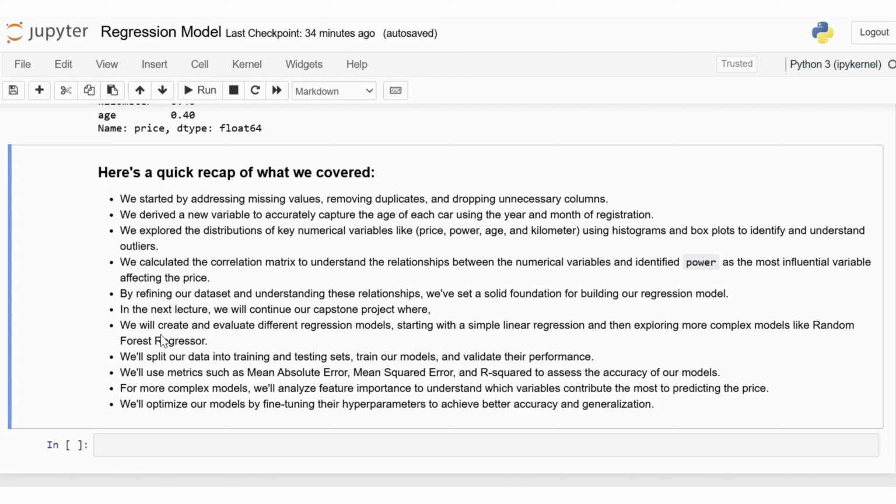In the next lecture, we will continue our Capstone project where we will create and evaluate different regression models, starting with a simple linear regression and then exploring more complex models like random forest regressor. We'll split our data into training and testing sets, train our models, and validate their performance. We'll use metrics such as mean absolute error, mean squared error, and R-squared to assess the accuracy of our models.